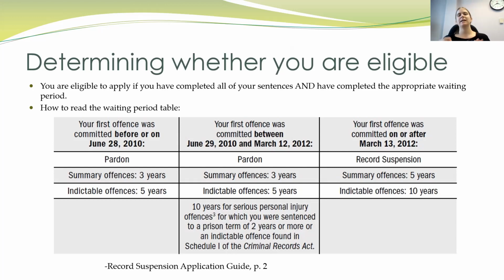Because this is tricky, especially if you've committed more than one offense and you're trying to figure out how to read this table and what time period will apply for all of your offenses, it's a really good idea to contact the Parole Board of Canada. If it looks like you're eligible, go over your situation with them and confirm that you're eligible. Calling them will take a couple of minutes, and then you'll have the peace of mind of making sure you're reading everything properly and you definitely are eligible before you put that time and work in.